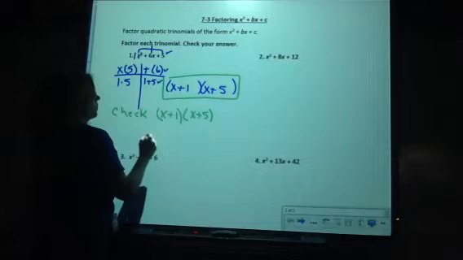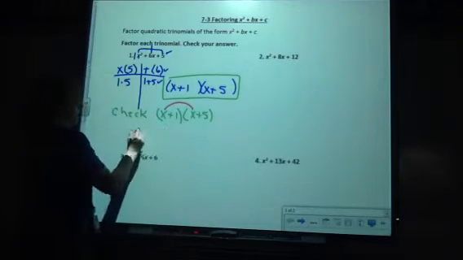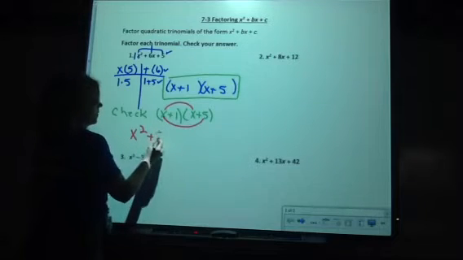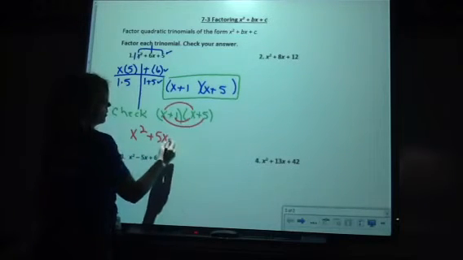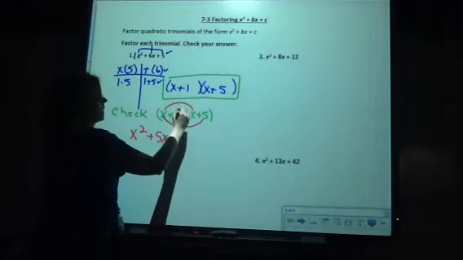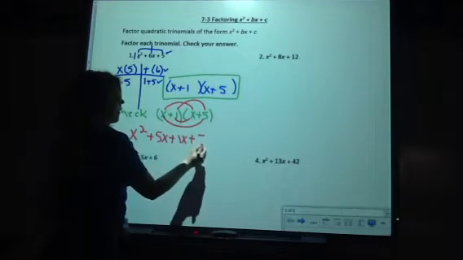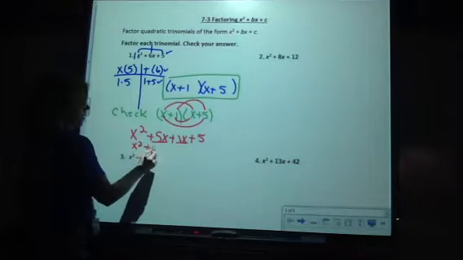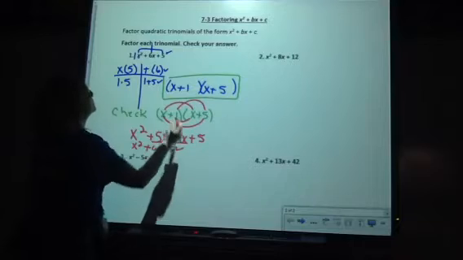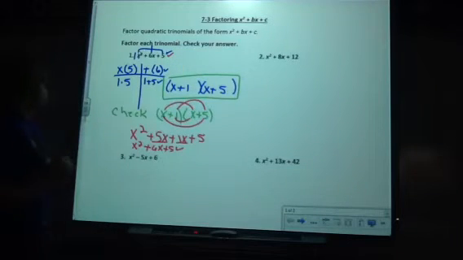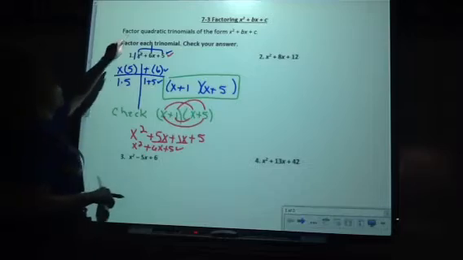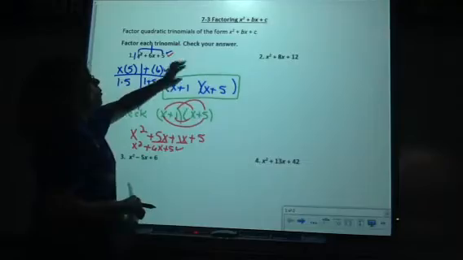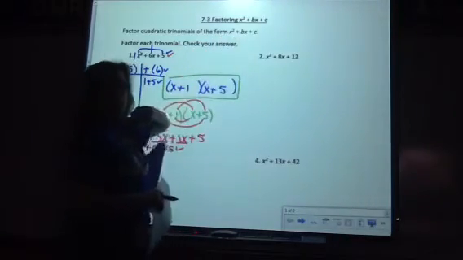Alright, so you do first, x times x is x squared. You do outer, x times 5 is 5x. You do inner, 1 times x is 1x. And you do last, 1 times 5 is 5. Simplify, and I get x squared plus 6x plus 5. That's what I started with. So this is how we factor quadratics, meaning x squared, meaning your exponent is 2, when you don't have a common factor to pull out, like we've been doing.